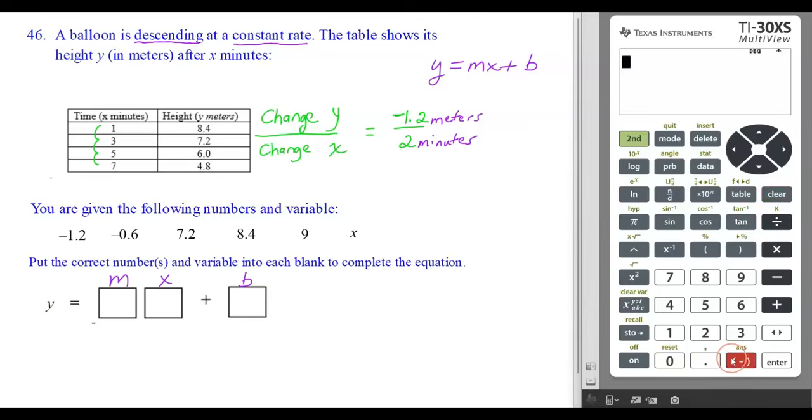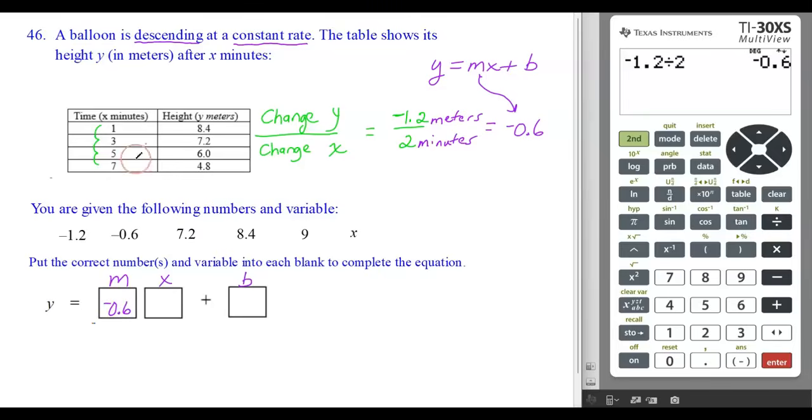So negative 1.2 divided by 2. Hit enter, and you get negative 0.6 right here. This is now telling us that the balloon descends negative 0.6 meters every 1 minute. And that represents our slope, or our m right here. This is our m. So I'm going to drag this negative 0.6 in for m right here. You'll have to drag it in. I'll just write it in.